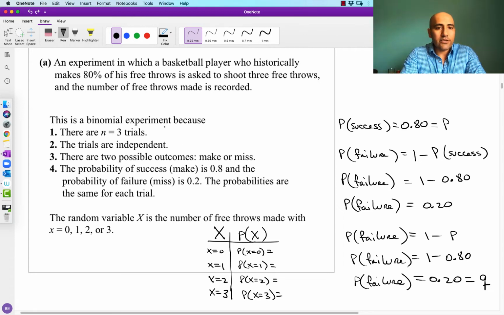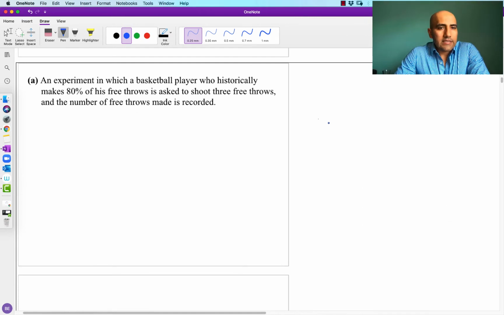So I'm going to take this situation, but I'm going to tweak it just a little bit. Okay, so an experiment in which a basketball player. So let's be more specific. Let's not choose a basketball player. Let's choose the basketball player. Let's say that we're talking about Michael Jordan. Okay, so not just a basketball player. We're talking about M. Jordan. Michael Jordan. Okay. Who historically makes, okay, so that's not his number.